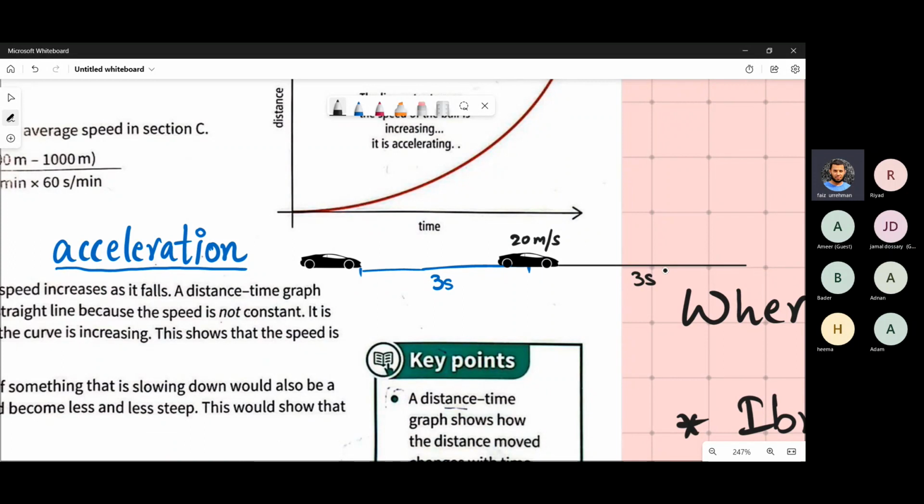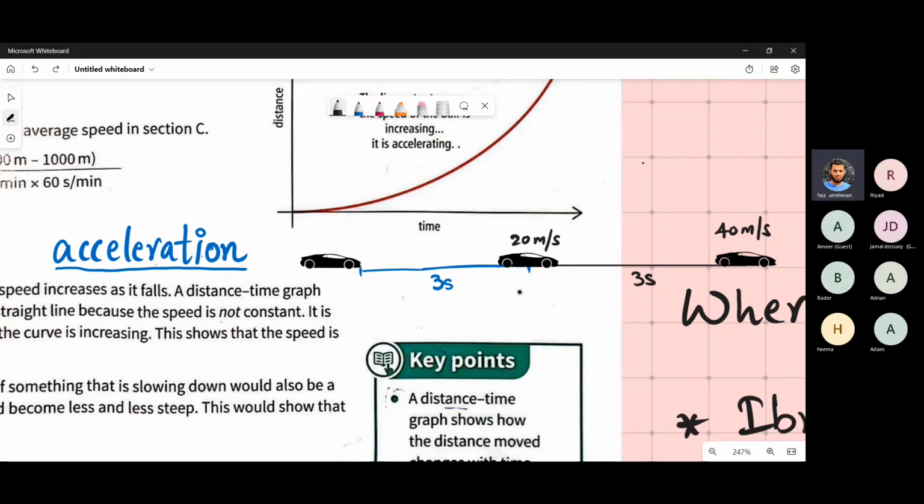the speed is still increasing. Now if you see the speed of the car, it is like double, like 40 meters per second. Meaning to say what? The car is increasing in speed every second. So this is known as acceleration. It means with the passage of time, you are increasing your speed.